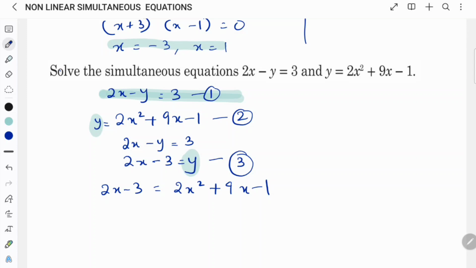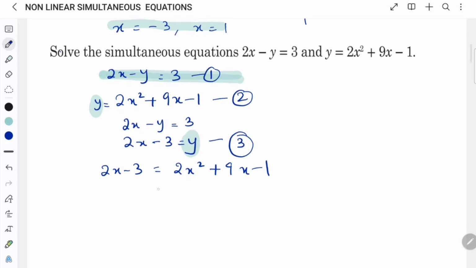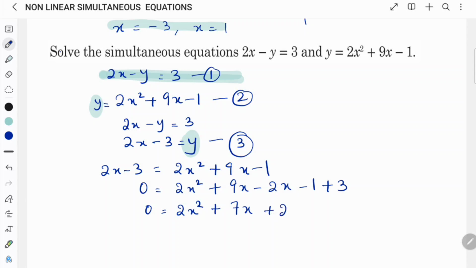Alright, so now what are we going to do? We have to write down the whole equation equal to 0. So 0 is equal to 2x square plus 9x. This positive 2x will become minus 2x to this side, minus 1 and plus 3. You have to be careful, otherwise you will have a wrong equation and then you will have a wrong answer. So that is 0 is equal to 2x square and 9x and minus 2x will become plus 7x. And minus 1 plus 3 is plus 2. All right. So it means 2x square plus 7x plus 2 is your equation.